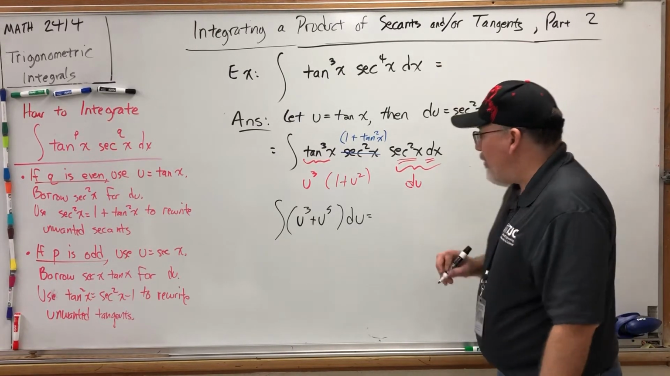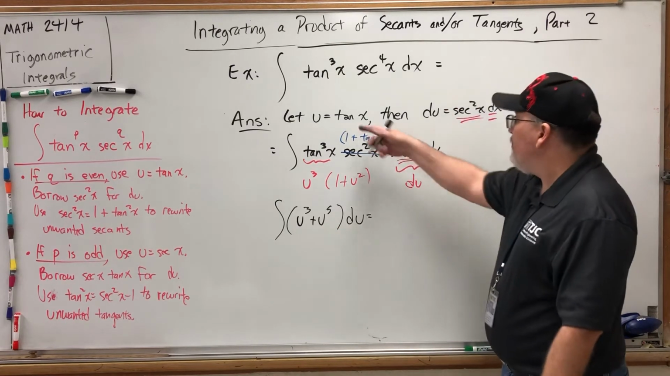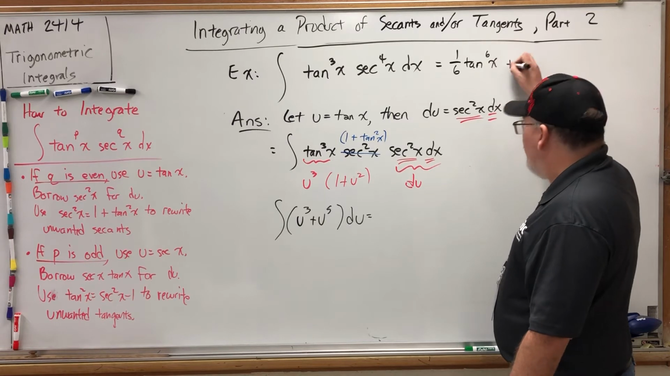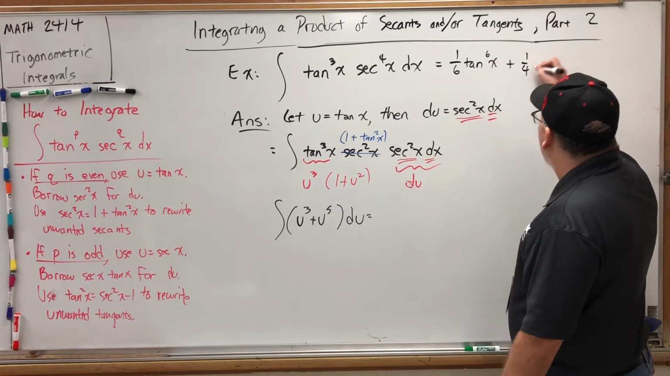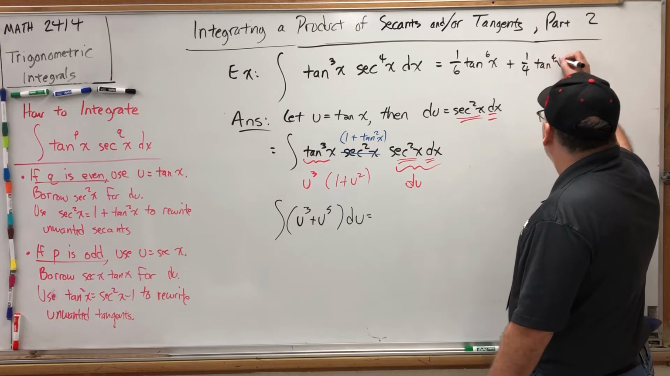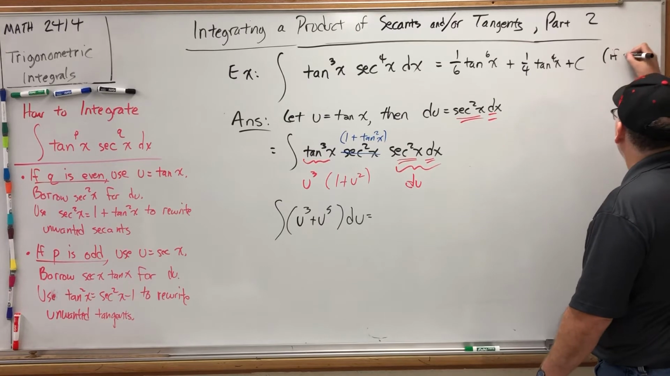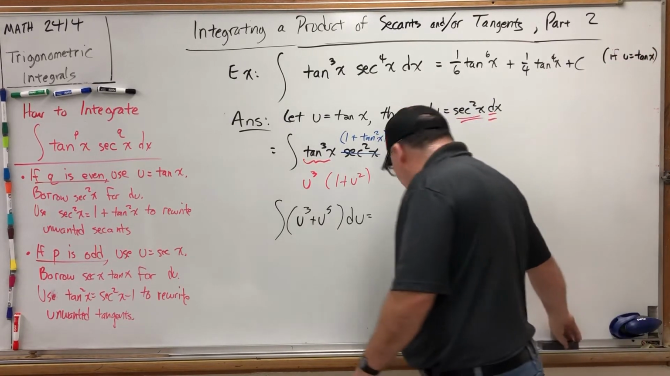I do like my powers highest to lowest, so we'll start here. This would be 1/6 u to the 6th, but u is tangent. So 1/6 tangent to the 6th x, plus this will be 1/4 u to the 4th, but u is tangent. So 1/4 tangent to the 4th x plus c. So this is what happens if we said u is equal to tangent of x. And it worked, and there's no need to do the problem again.